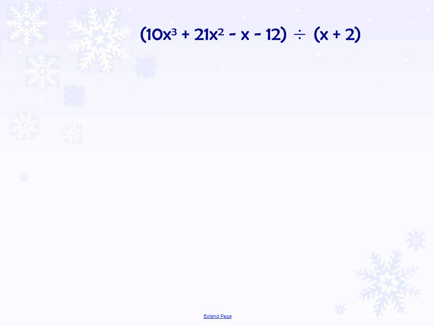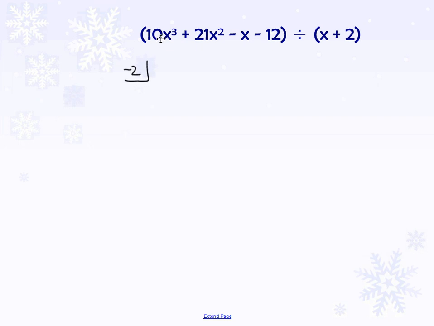Alright, so first step, look and see if we need to rewrite these in standard form. So my largest degree is 3, so I have 3, 2, 1, 0. That one's fine. This one's fine. So now I'm going to go to my divisor. If I were to set this equal to 0 and solve for x, I would get that x is -2. So -2 is the number I put in the box.